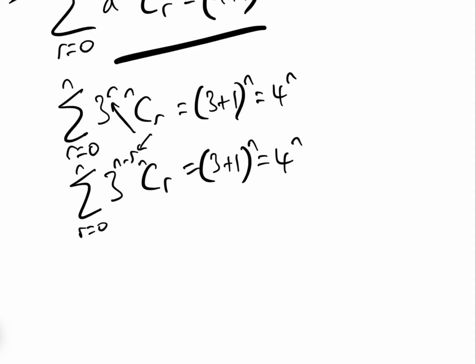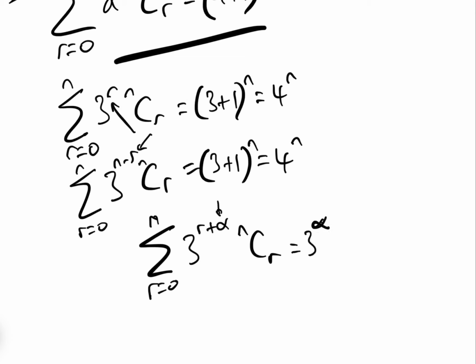And just one more, let's imagine that we had, for example, the sum between r equals 0 and n of, I don't know, 3 to, for example, the power of r plus alpha. And of course, this doesn't work just for 3, it works for any number, I'm just using 3, nCr. Well, basically all that is where alpha is a constant. We can just take the alpha out, so that would be 3 to the power of alpha times 3 plus 1 to the n, which is 4 to the n, i.e. 3 to the alpha times 4 to the n.